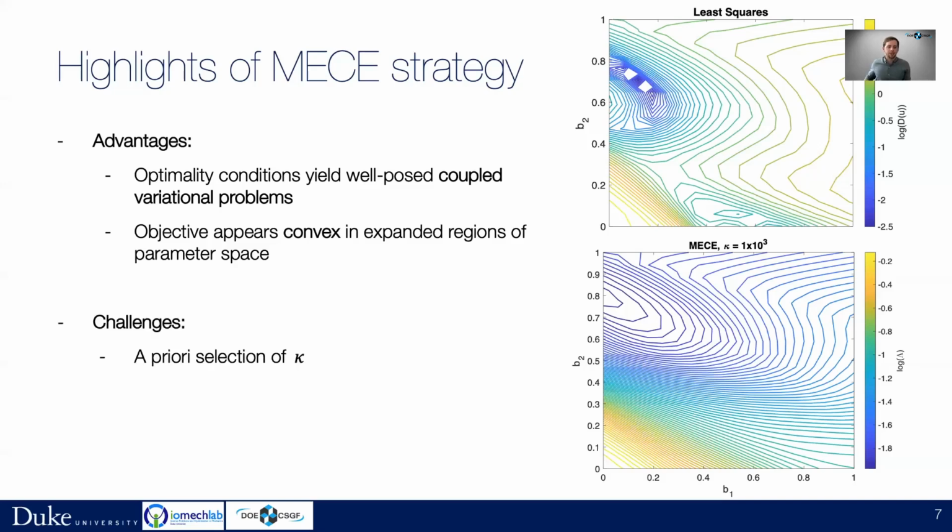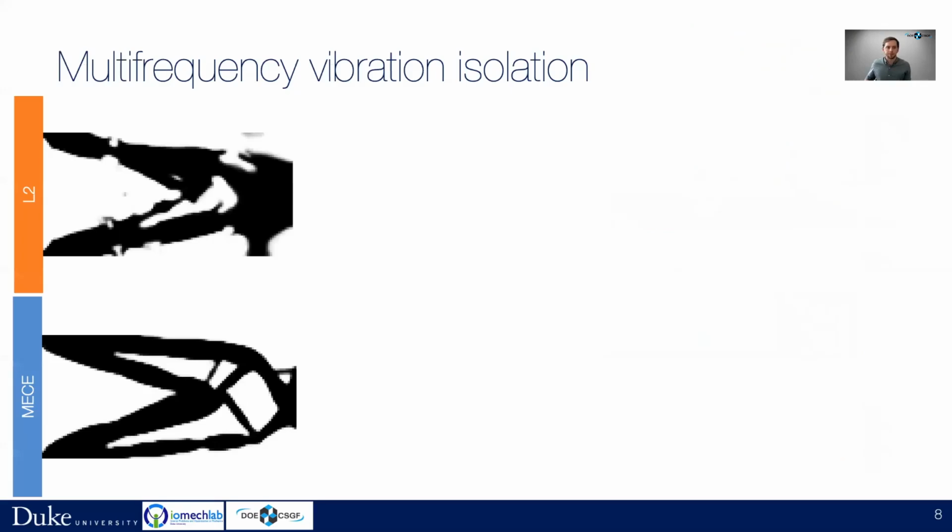The challenges that we encounter are the selection of the kappa parameter that will ultimately govern the amount of model error that's tolerated, as well as that we need to solve a 2n by 2n linear system to solve these coupled systems of equations. That's going to be the primary computational bottleneck in this problem.